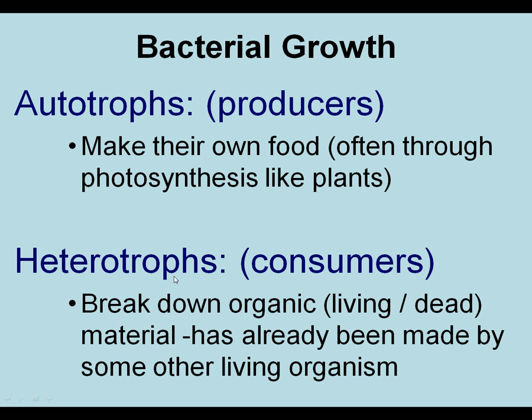Whereas heterotrophs are what we call consumers. They have to break down living or dead organic material that's already been made by some other living organism. So they eat basically living or dead material. So these are the consumers, or more like the animal type of bacteria. Bacteria aren't plants or animals, but similar to plants being producers and animals being consumers, we've got a similar classification for bacteria. They're either autotrophs, producers, or heterotrophs, consumers.